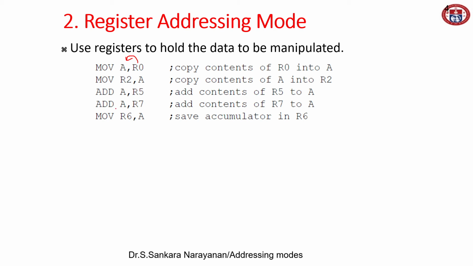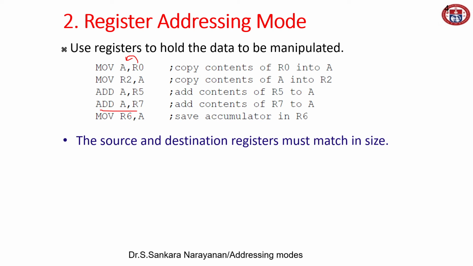The fourth instruction, ADD A, R7, again adds the content of R7 to the accumulator, and the result is stored in the accumulator. In the final one, we are saving the content of the accumulator into register R6. This addressing mode is called register addressing mode, in which both operands are available in registers. Here the source and destination registers must match in size.